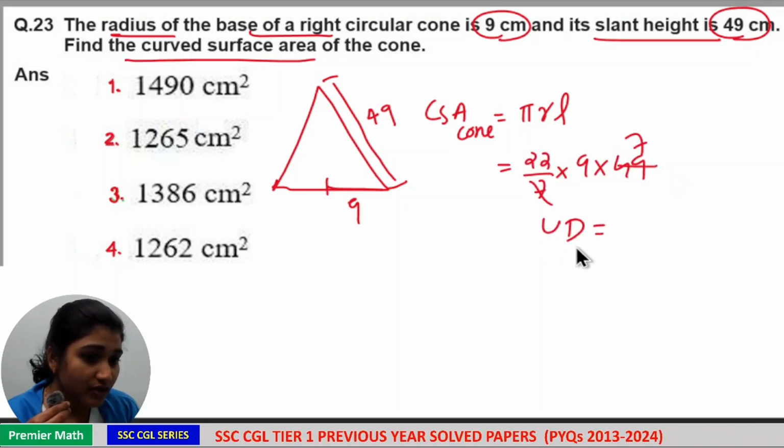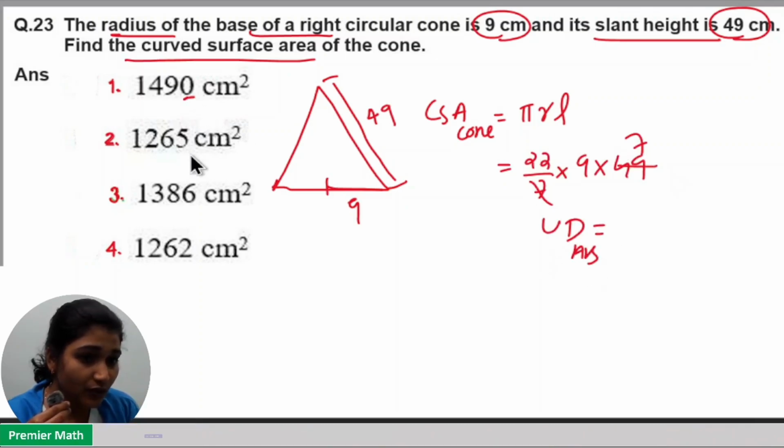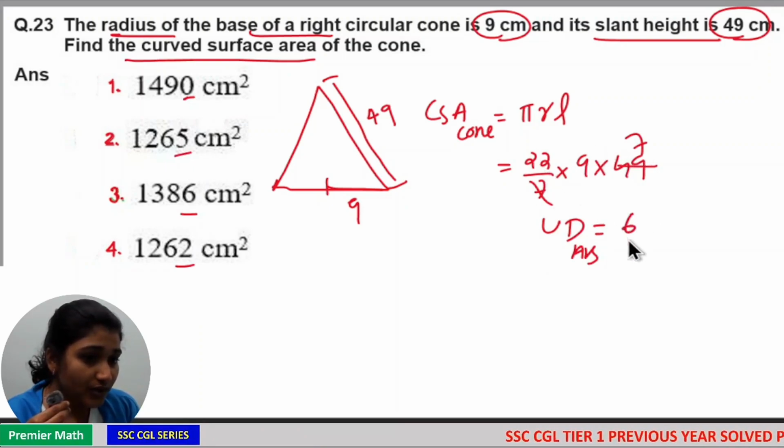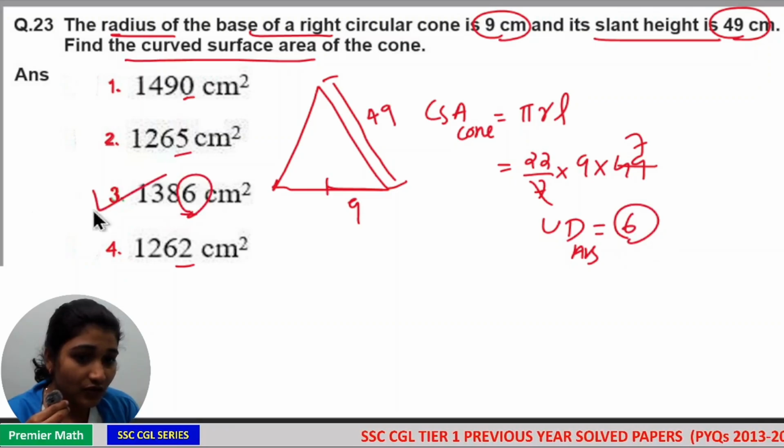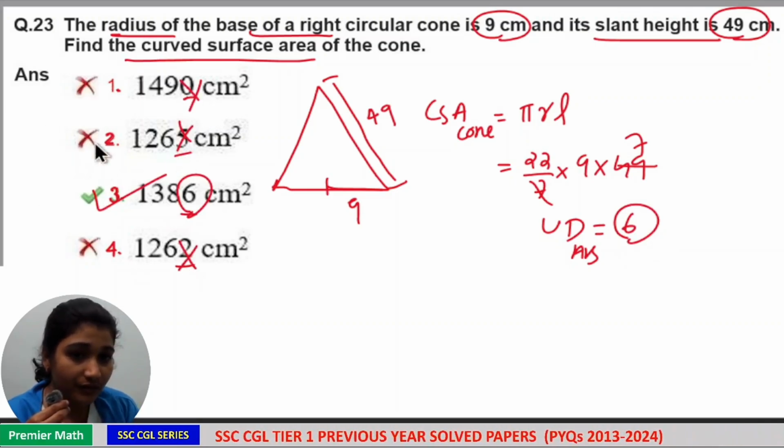Just find the unit digit of the answer, because here the unit digit of each of these options is different. 7 into 9, 63. 3 into 2, 6. So unit digit is 6. Option 3 is your answer. All other options' unit digits are different.